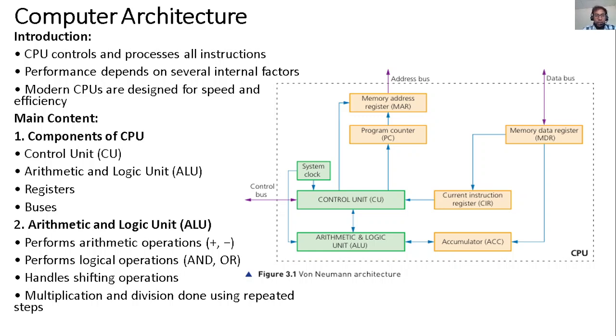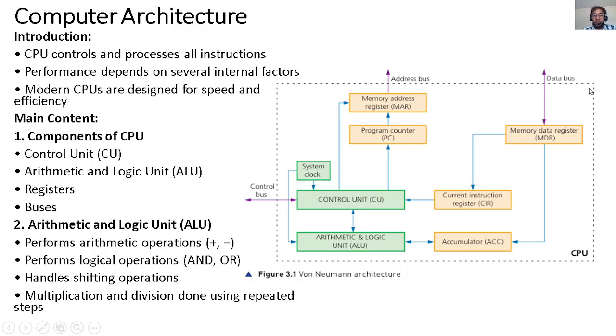Let's talk about the arithmetic logic unit first. The ALU is used for plus, minus, divide, multiply, all those operations. There are logical operations like AND, OR that return the value true or false. There are other shifting operations and multiplication and division. There are numerous operations used in binary or in mathematics, and all of them are performed by the arithmetic logic unit.